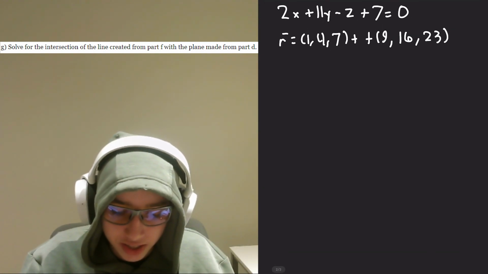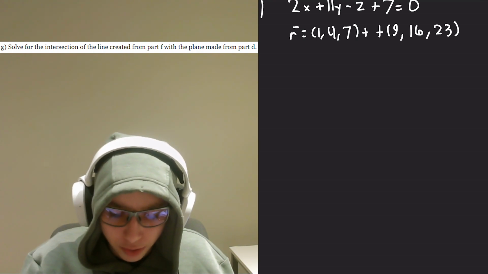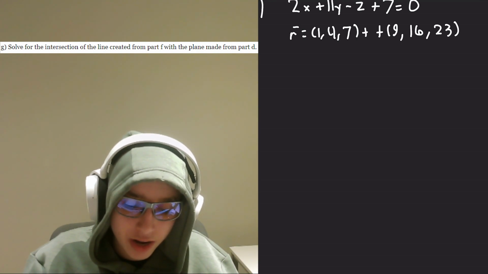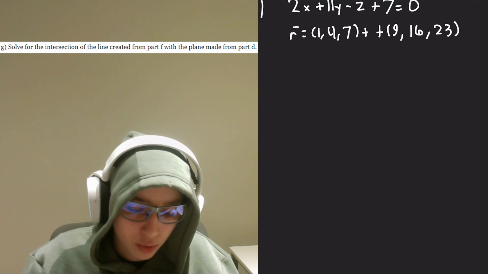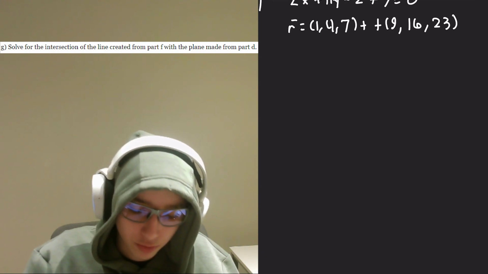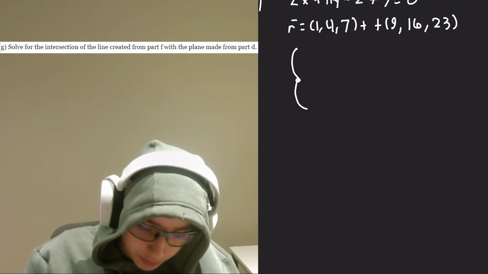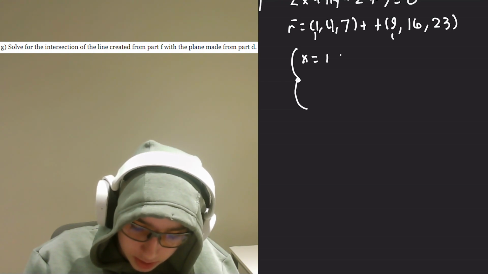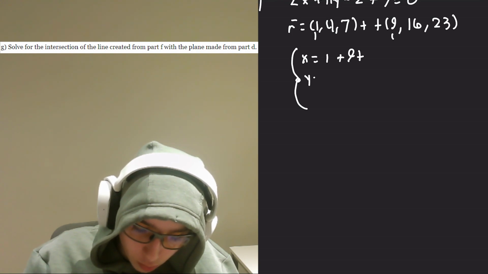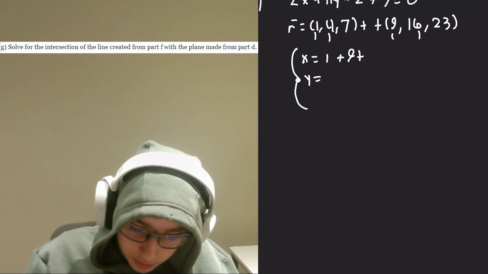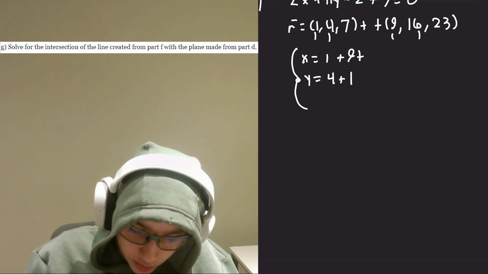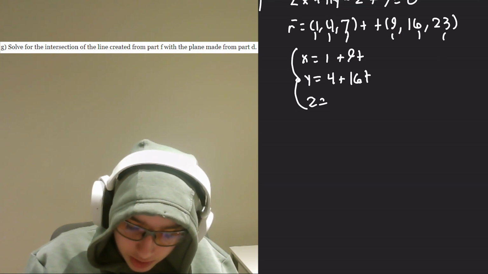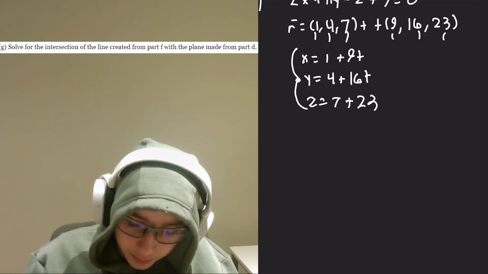So let's start with finding the intersection here. The way to make this easier for ourselves would first be to convert the vector equation of our line into parametric form. So let's do that really quick. That gives us x is equal to 1 plus 9t. Our y value, we take this value and this value, gives us 4 plus 16t. And then our z value gives us 7 plus 23t.